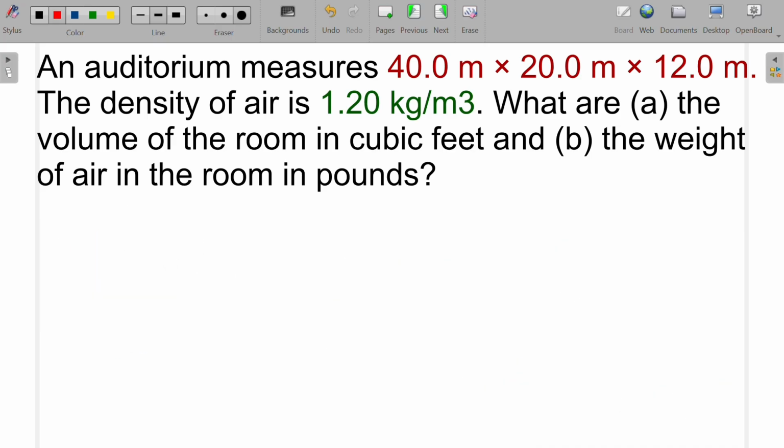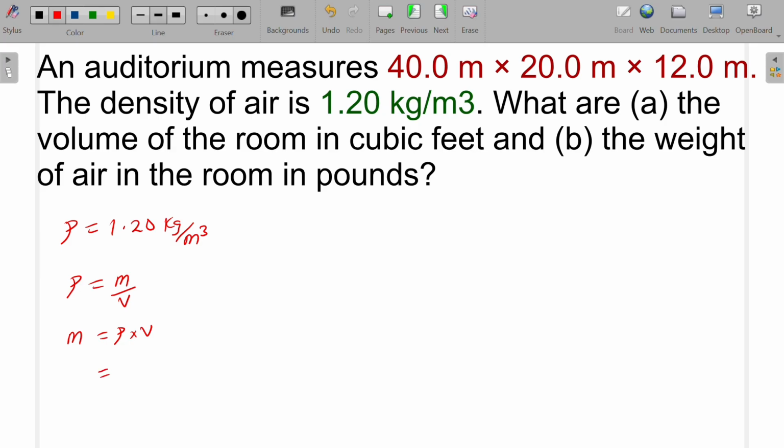All right, so let's look at the second part. The second part is asking us to find the weight of air in the room in pounds. Now we're given that the density of this air is 1.20, in units of kgs per cubic meter. So the first step is to find the mass of the room. Density is given by mass over volume, and making mass the subject, our mass is equal to density multiplied by volume.